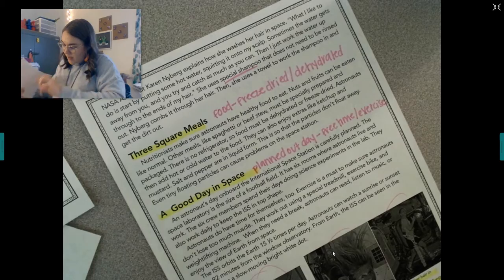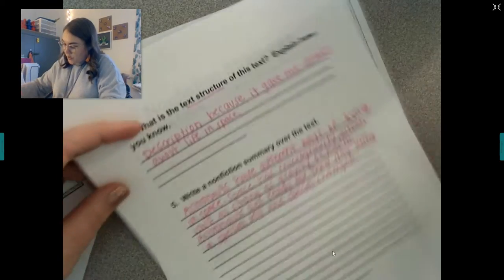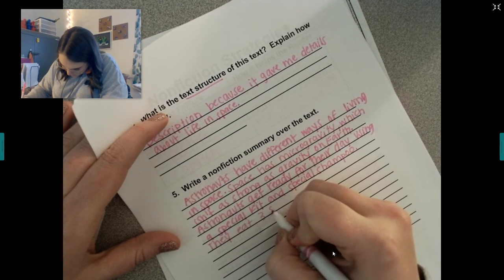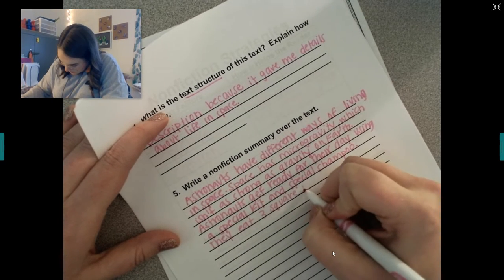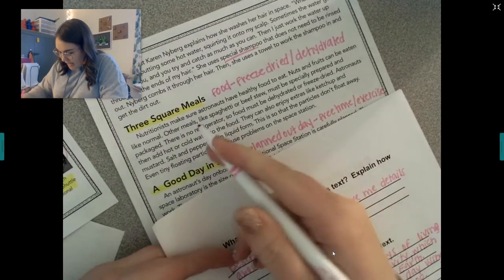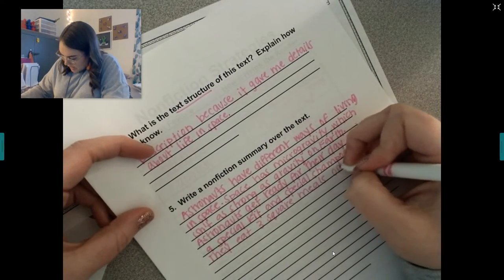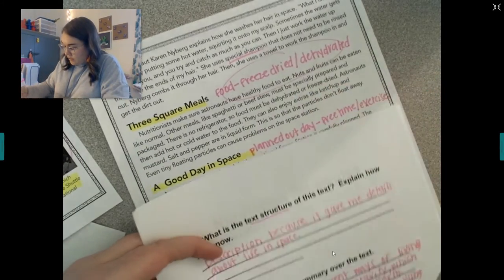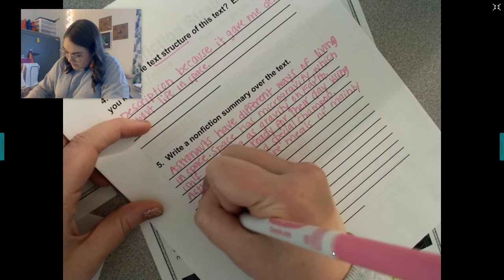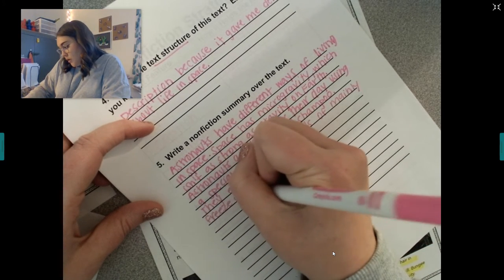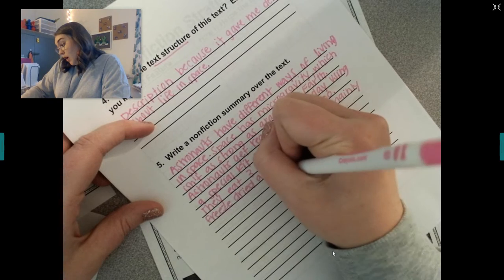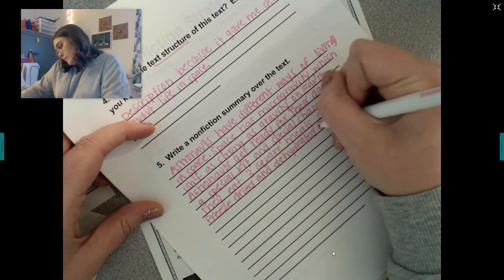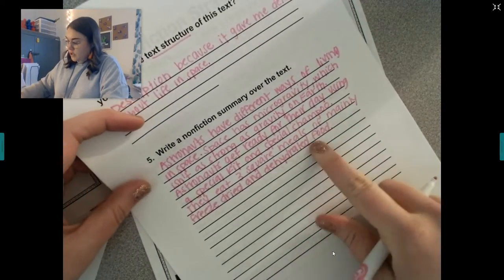Okay, now let's write a sentence about this one. Okay, they eat 3 square meals. Notice I use the heading title. They eat 3 square meals of mainly, and I'm going to use my little blurb, freeze-dried and dehydrated food. Now, your summary is going to be longer for this one because your article is longer. So take that into account.